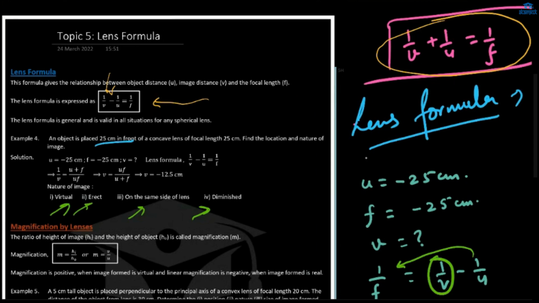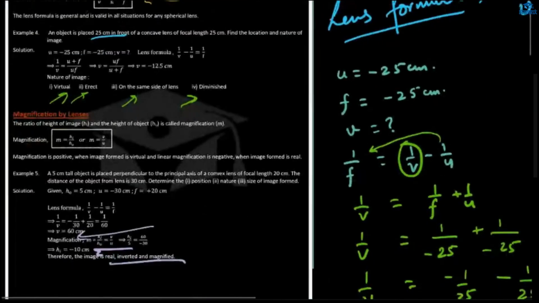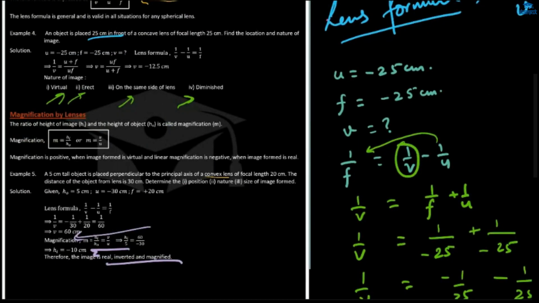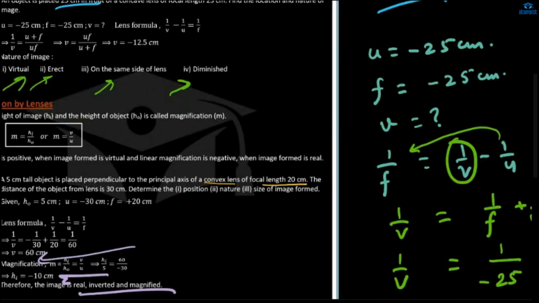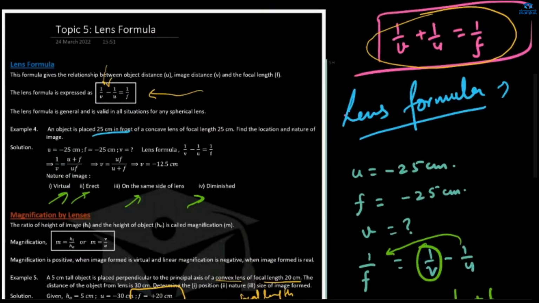U will always be taken as negative. And for a concave lens, the focal length we will take as negative, and for a convex lens we take the focal length as positive. Here we have a convex lens, and we take the focal length of a convex lens as positive, and for a concave lens the focal length as negative. So these will be the formulas.